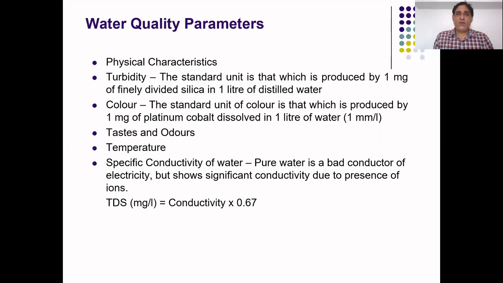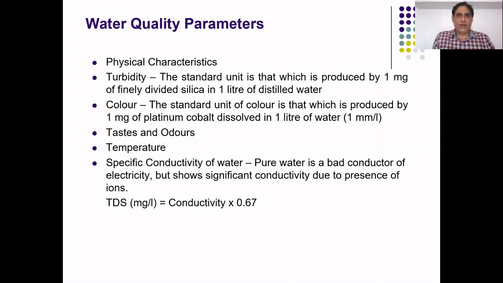The standard unit of color is that which is produced by 1 milligram of platinum cobalt dissolved in 1 liter of water. Actually, how do we measure the color intensity? It is measured by the different Nessler tubes. Now, what are Nessler tubes?